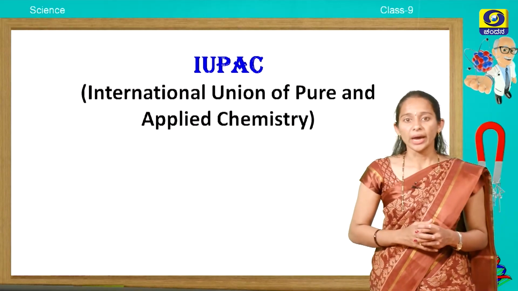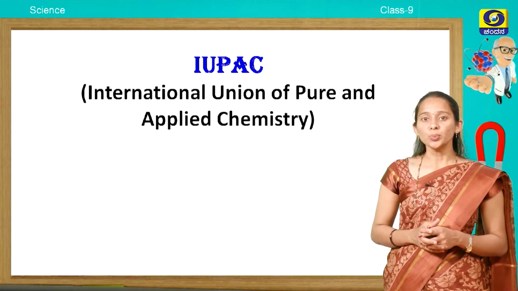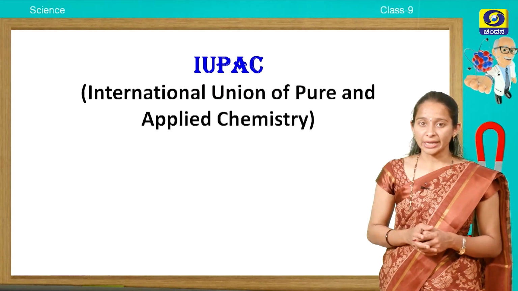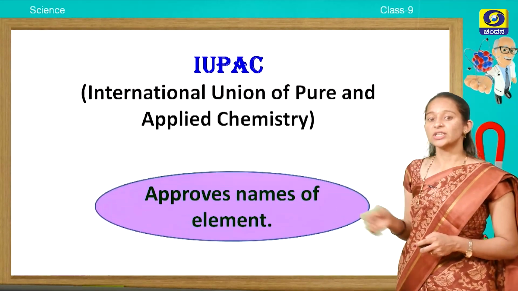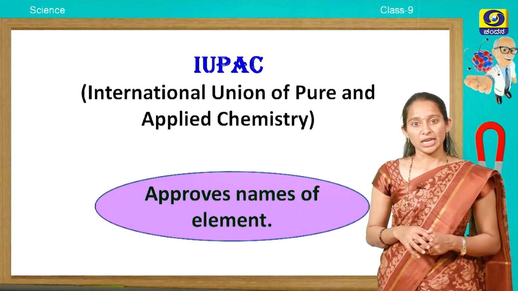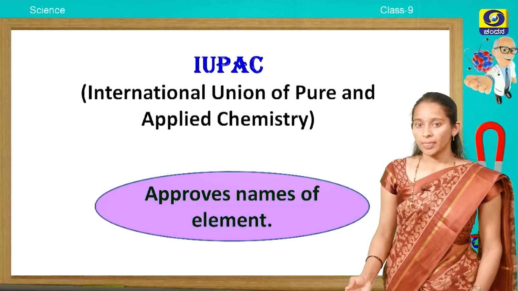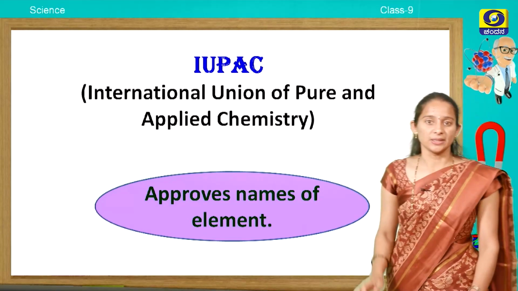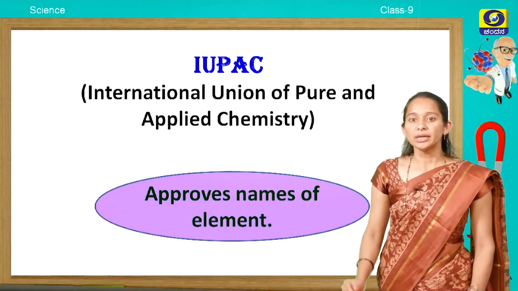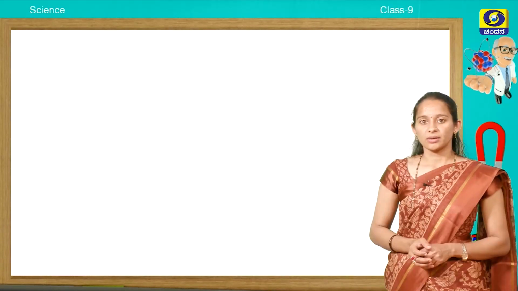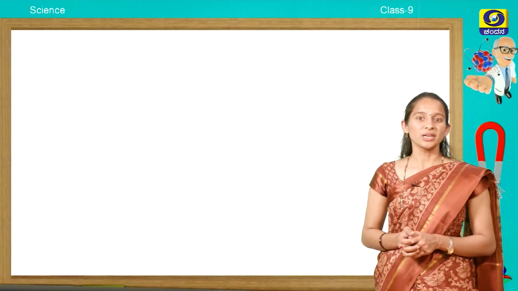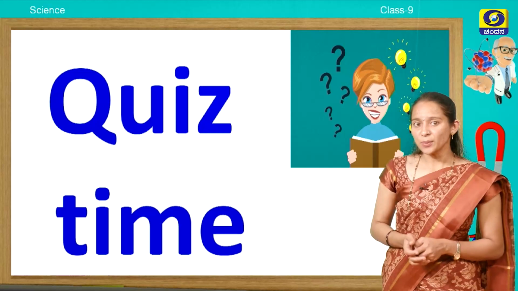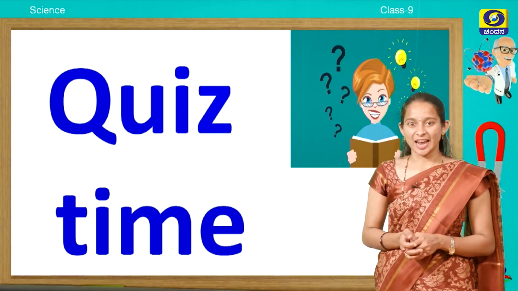Now, we have an organization called IUPAC, which means International Union of Pure and Applied Chemistry. This organization approves names of the element given. Any element has to be named should be approved by IUPAC, an union to approve the names of chemical compounds. From our understanding, let us go for the quiz time now. Let us try to answer some questions based on our understanding.